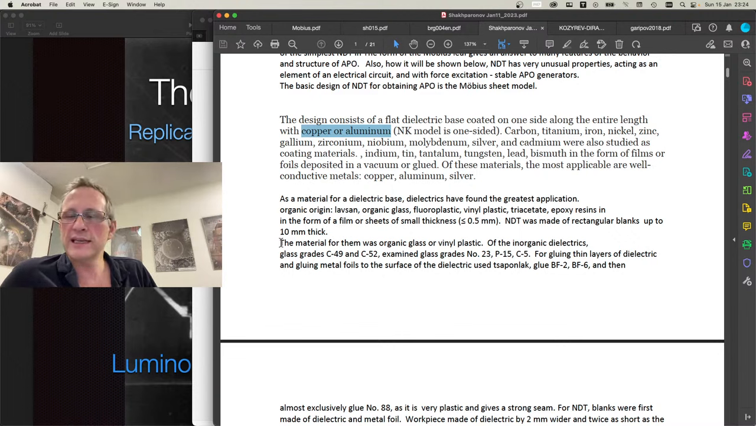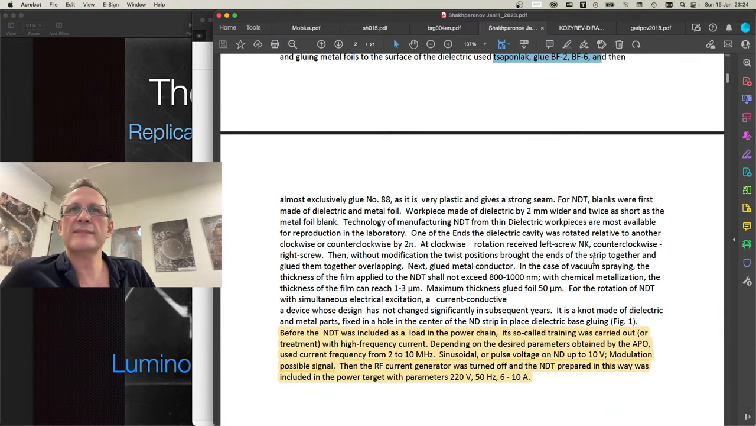David is currently using Kapton tape or film. The material for them was organic glass or vinyl plastic. Of the inorganic dielectrics, glasses, so they specify the type of glasses used, and these ones here. For gluing thin layers of dielectric, they used this particular type of glue, and almost exclusively glue number 88, as it is very plastic and gives a strong seam.